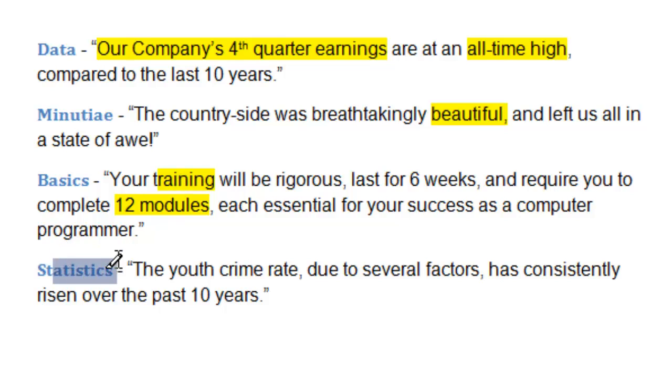And finally, you'll use this type of paragraph when you're talking about statistics. "The youth crime rate, due to several factors, has consistently risen over the past 10 years." You can talk about what it was 10 years ago, and then 5 years, and then you can talk about now, or you can do it in another order. You might want to talk about now and then go backwards, or talk about 10 years ago and go forward. You might want to talk about the factors each, let's say, year, and why it's gone up.